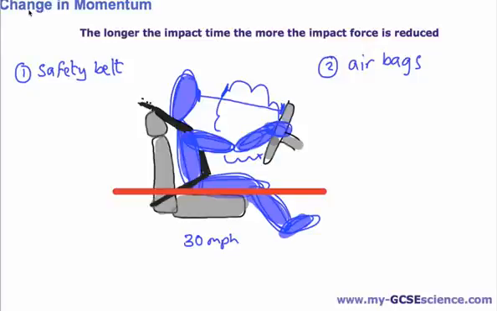I've written change in momentum over here, because what basically happens is there is a change in momentum between when the car is moving and when the car stops, and to increase the amount of time for that change of momentum to happen, again, it's based around the idea in this sentence that I've written here. So you should be able to evaluate these three ideas, and if you're given some data about how impact forces can be reduced, it's going to be about increasing that impact time and therefore reducing the impact force. Anyway, that's just about me done for this video.